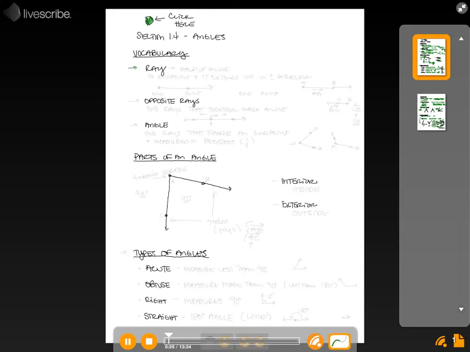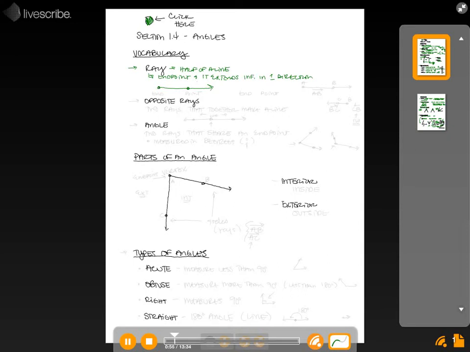Our first vocabulary word is ray, and one way to think of it is half of a line. What it does is it has an end point, and it extends infinitely in one direction. Here's what it looks like. End point, and it extends infinitely in one direction. So really it is half of a line.